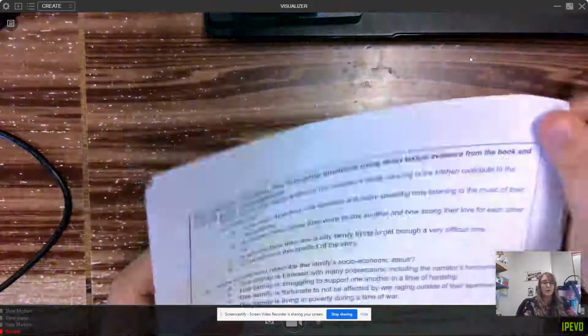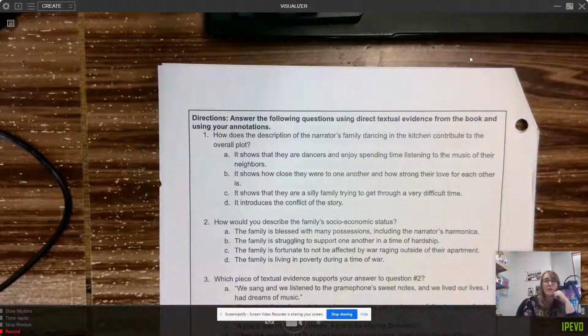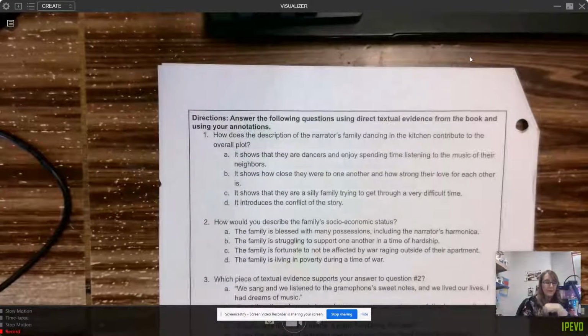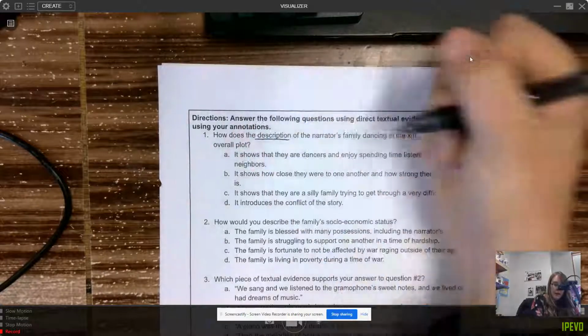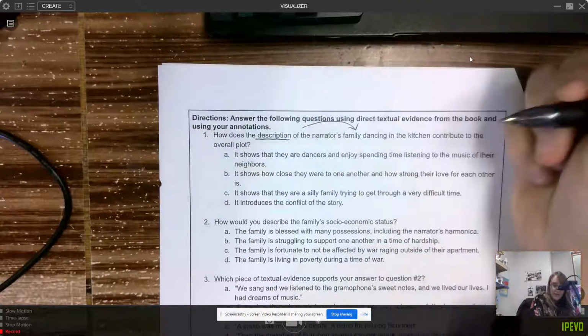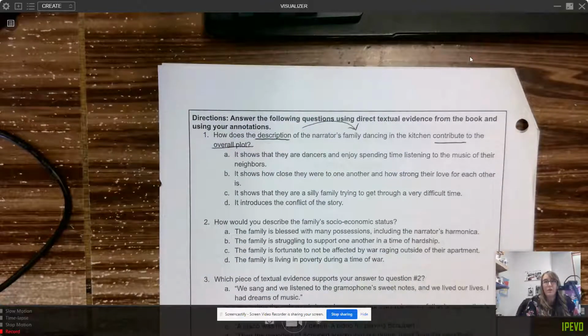Okay, all right, so let's look at number 1. It says, answer the following questions using direct textual evidence from the book and using your annotations. How does the description of the narrator's family dancing in the kitchen contribute to the overall plot? So how did they describe the family and how did that contribute to the overall plot? Like, what did that tell us about the events that are unfolding?